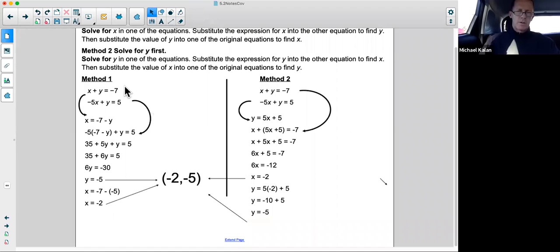Because there's only one solution to the system. It's the same system, just 2 different ways of doing it using the same method. I don't know what the deal is with these arrows. That's weird. Anyway, awesome. And that's substitution right there.